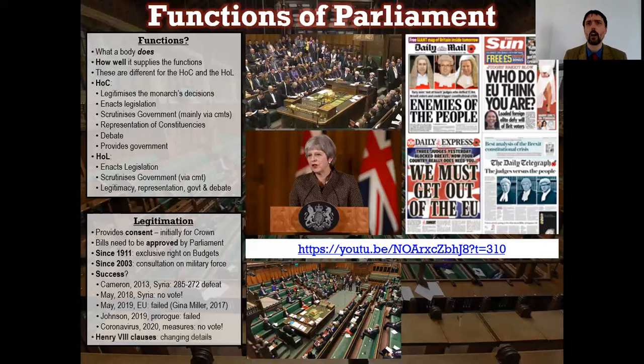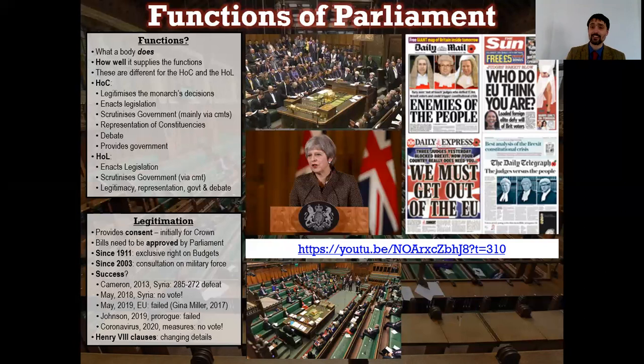Henry VIII clauses are the name given to the government power to change details of existing legislation that's already been passed by Parliament. Parliament have agreed in principle to the law or the idea, and the government monkeys around with the details because they've changed. So, for example, a law on speeding only applied to cars, and then it's been adapted to apply to bikes and tractors. It's not a real thing, I'm just using it as a for instance. That would be a use of Henry VIII powers.